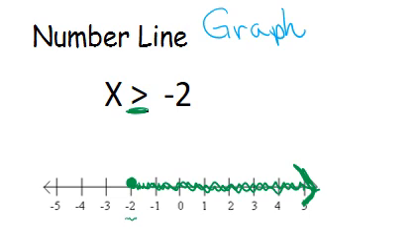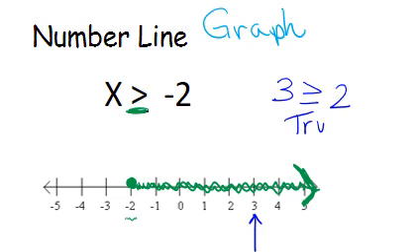What this is showing is all the possible solutions, all the possible numbers that can go in for x to make the statement true. For instance, 3 is part of our shading. Can we substitute 3 in for x? 3 is greater than or equal to -2. Is that true? Yes, it is. 3 is a solution.